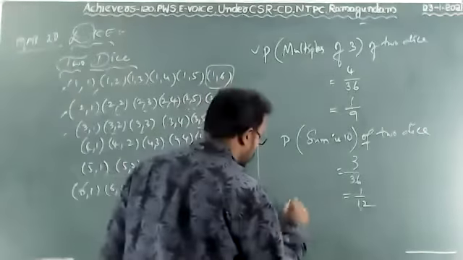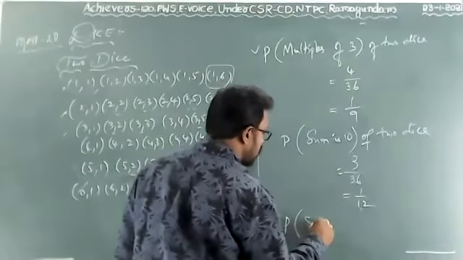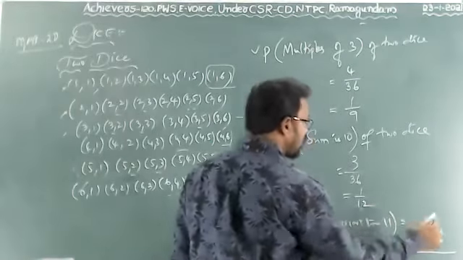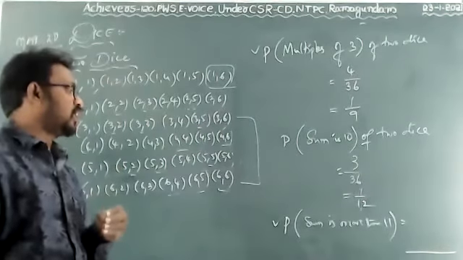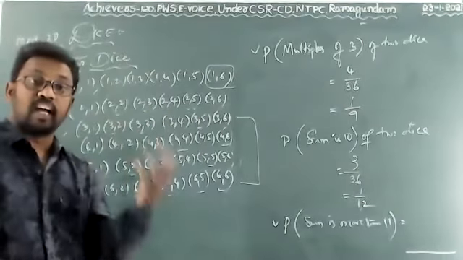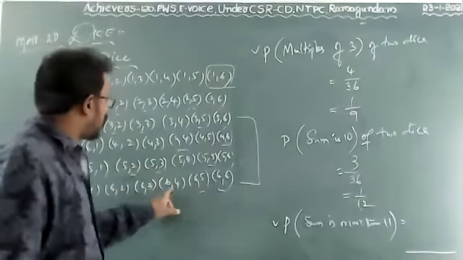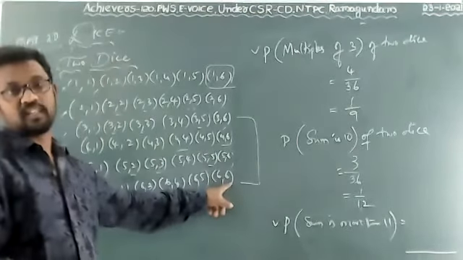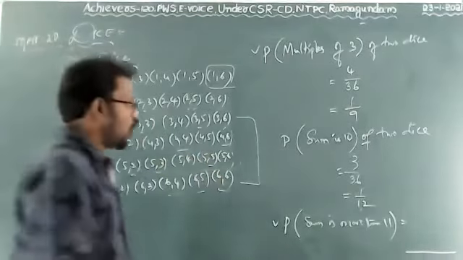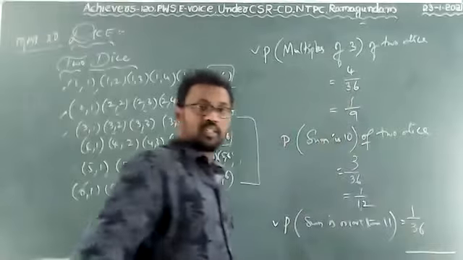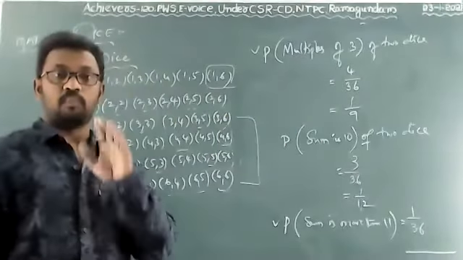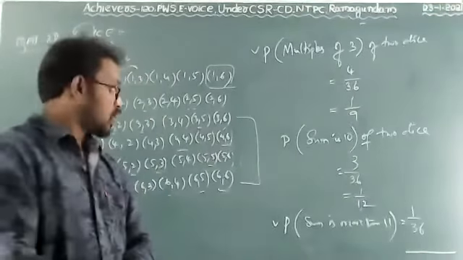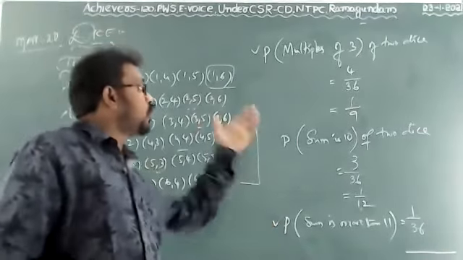Like this also, maybe you will be asked: the probability of getting the sum is more than 11. More than 11, you have to count that sum. That means, here, 6 comma 4 is 10, 6 comma 5 is 11. But it is asking more than 11. 6 comma 6, only 1 is there. That is nothing but 1 by 36. 6 plus 6 is 12. So like this, you can go with the dice.